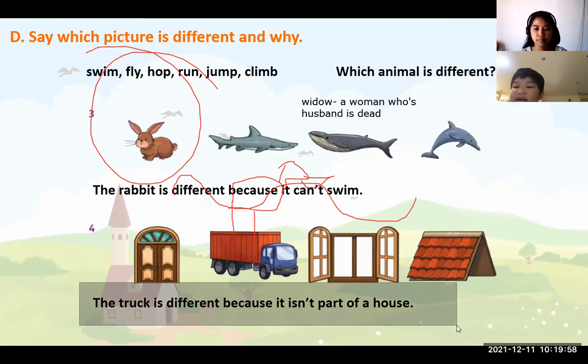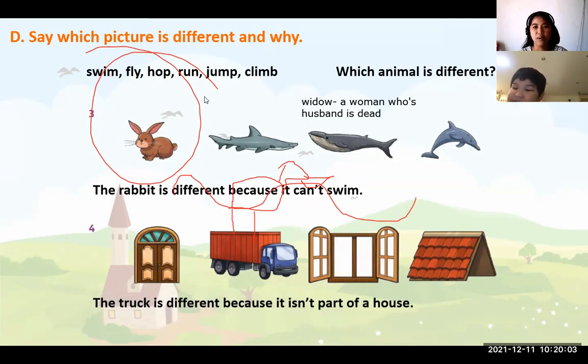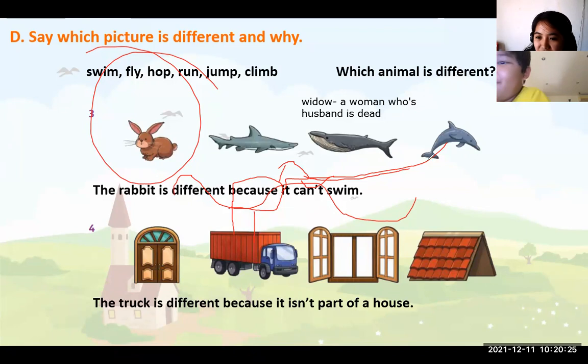Okay, so now can you please read the answer for number 4? The truck is different because it isn't part of a house. Okay, very good. So do you have any question before we proceed? Okay, so Zen, your duck points at the shark. Your duck is pointing at the shark. That's not a shark. I know. Sorry, a dolphin. I'm sorry. She's pointing at the dolphin. Yes. Okay. So before we proceed with the next slide, do you have any question to me?